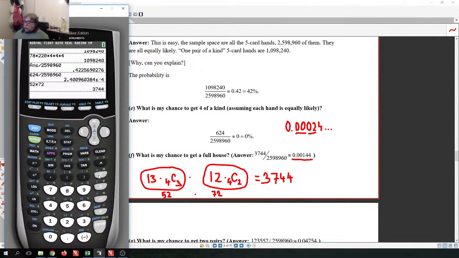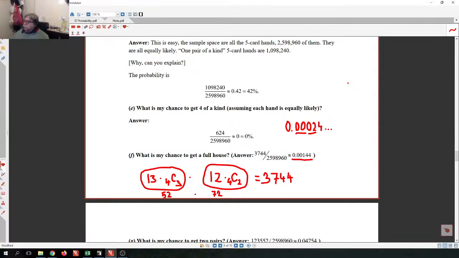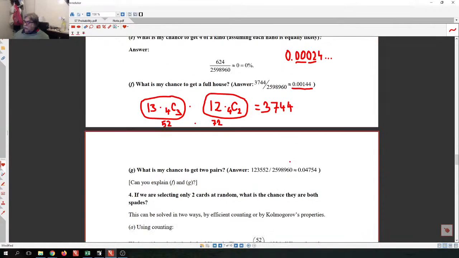I can check this out. If I do 624 times 6, what do I get? 3,744. All right, so full house is 6 times more often than 4 of a kind. Interesting thing to know. Now you know why 4 of a kind is a stronger hand than a full house, because much more often, 6 times more often, you're gonna get a full house. Both of them are very rare, and both of them usually winning hands.